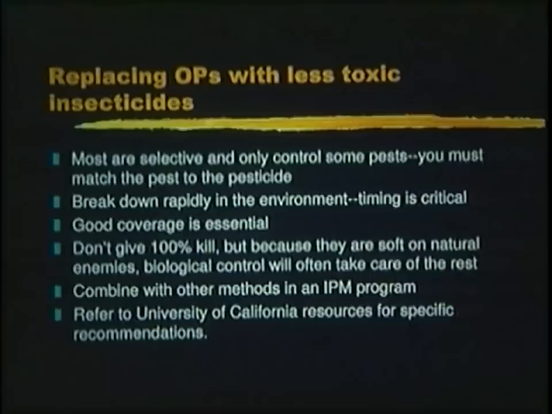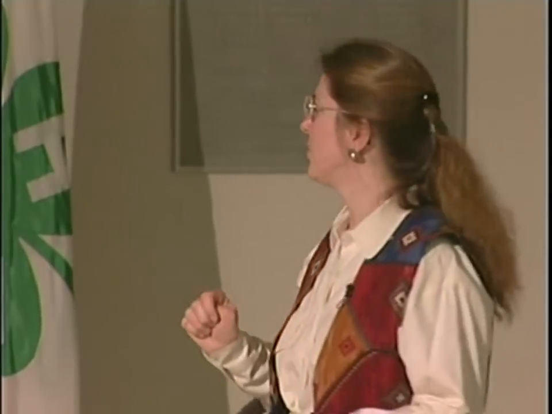Also, most of them only control certain pests. If you take something like diazinon, it controls everything. You don't even need to think. But if you're going to make a choice in your garden, you would use an oil for your aphids, but that wouldn't control your caterpillars. You'd want to use your BT for your caterpillars. So you have to really make some careful choices here.